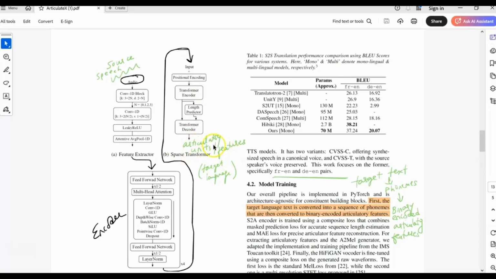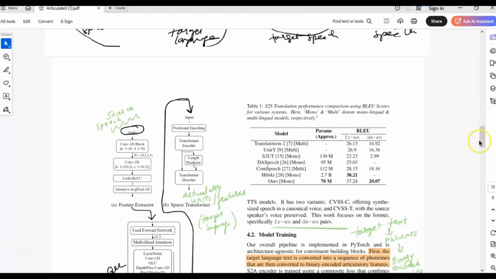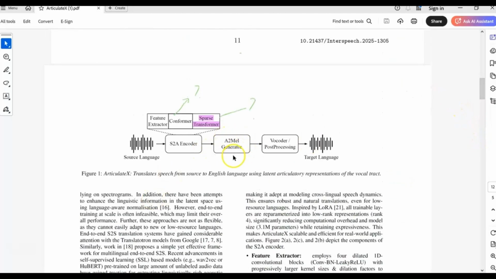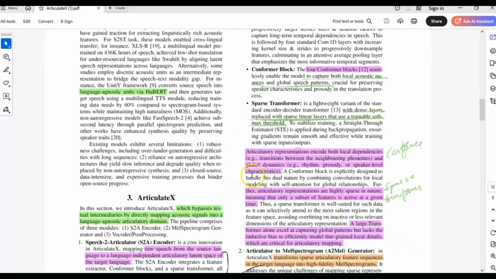the sparse transformer, as you can see, is nothing but the transformer with the encoder and the decoder. So this is what we get at the end, which are the articulatory units or sound units in the target language. Once this is produced, it gets fed into the second block of the architecture, A2ML generator, because you want to eventually generate the speech in the target language. Here they're using spectrograms as an intermediary output and then converting those spectrograms to speech using a vocoder. So this is the overall architecture.